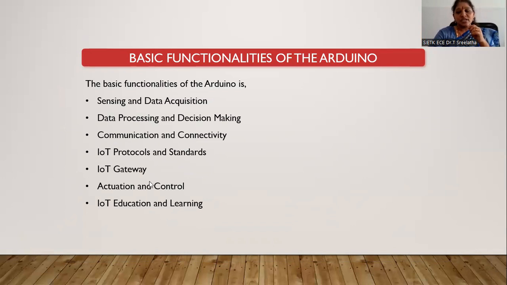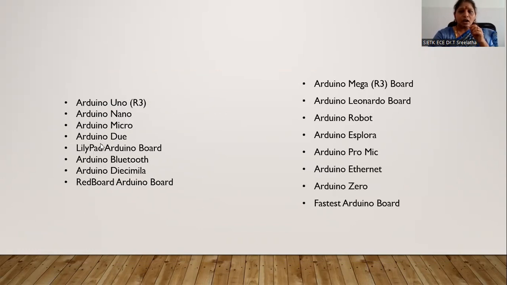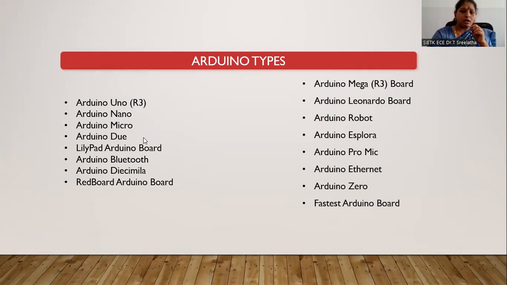By using a transmitter and receiver, communication will be done and connectivity will also be there. We will be using basic IoT protocols and standards for this communication purpose, and through a gateway we will be communicating our information. We have IoT gateways also. These are the basic functionalities of IoT and Arduino.